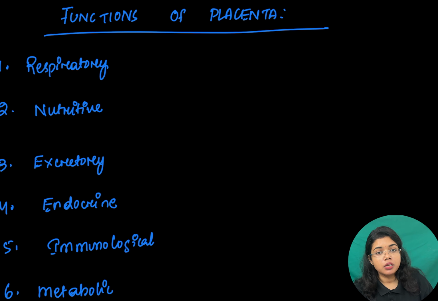Cortisol helps in delivery. Okay, then what about the immunological function? The IgG immunoglobulins are passed through the placenta to the baby, so it helps in immunity, and there are also the metabolic functions. So these all are the functions of the placenta.